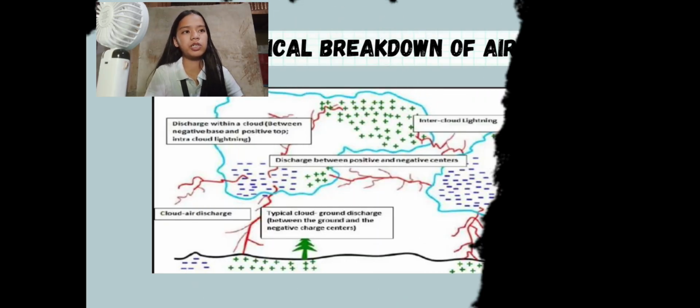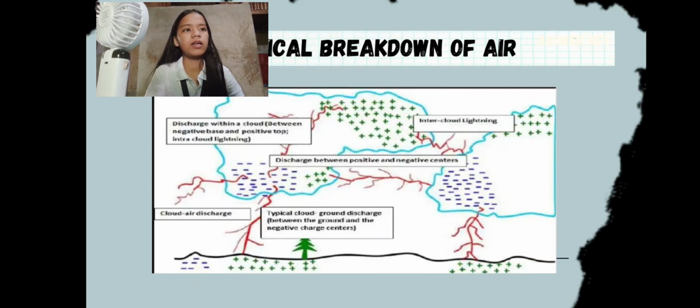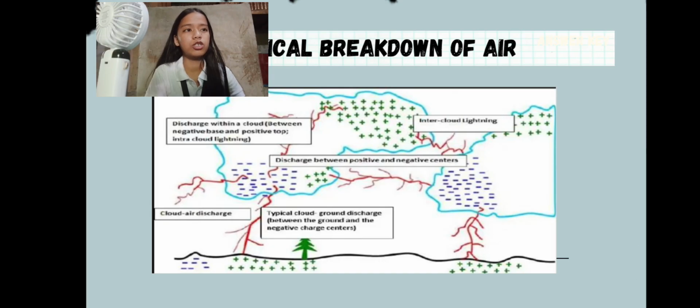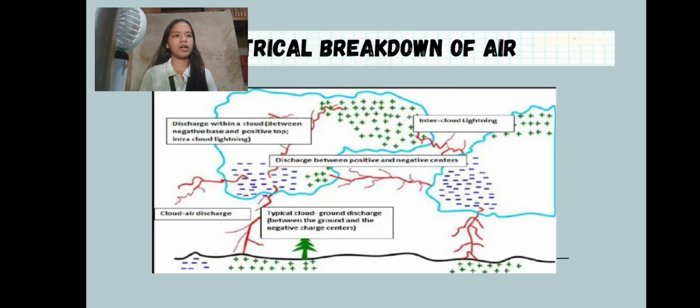So next is the electrical breakdown of air. The picture explains that lightning happens because the charged clouds cause the air to break down and allow electricity to pass through it. This process is called electrical breakdown of air, and it can occur within clouds, between clouds, or between the clouds and the ground. There are different types of lightning discharges shown in the diagram.